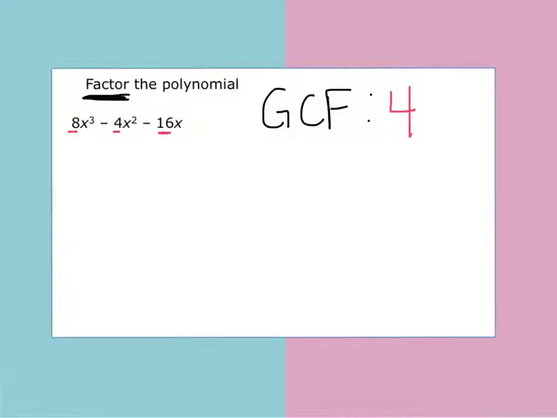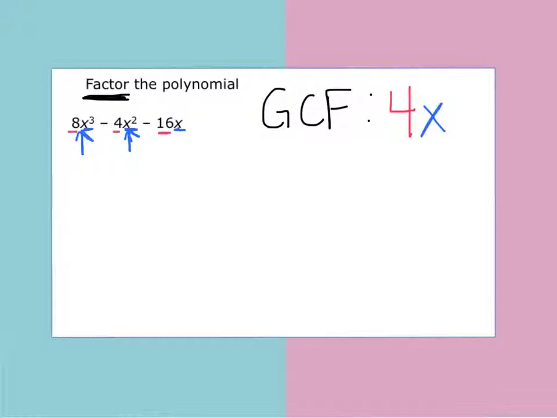Then you got to look at the exponents. You have 3 x's here, 2 x's here, and 1 x here. So looking at all three terms, how many x's do they have in common? Well, if there's only one here, then they're only going to have one in common, right? This one has at least one, and this term has at least one x. So our GCF for all three terms is 4x.